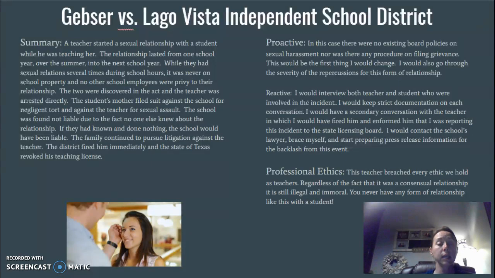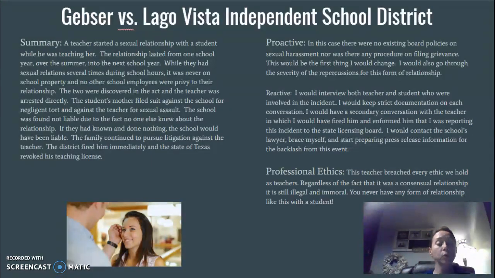In this case, a teacher started a sexual relationship with a student he was teaching. The relationship lasted from one school year, over the summer, to the next year. While they had sexual relations several times during school hours, it was never on school property, and no other school employees were privy to their relationship.